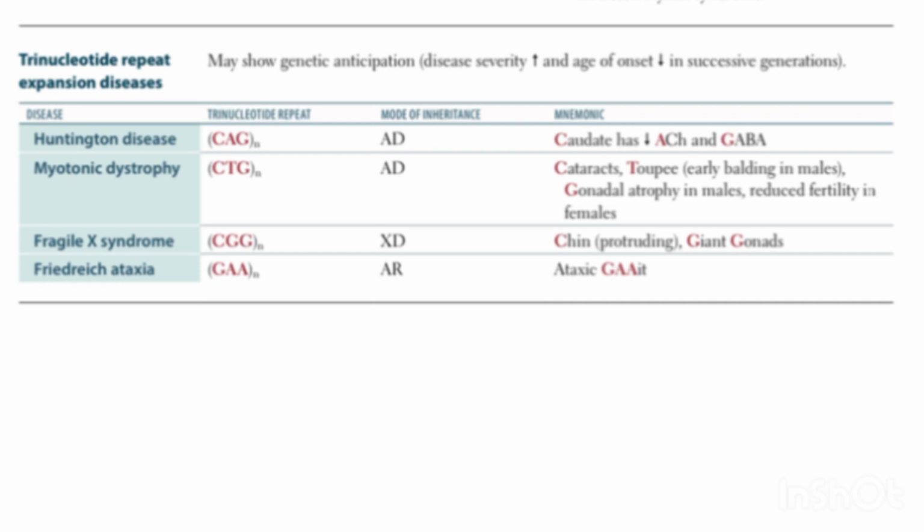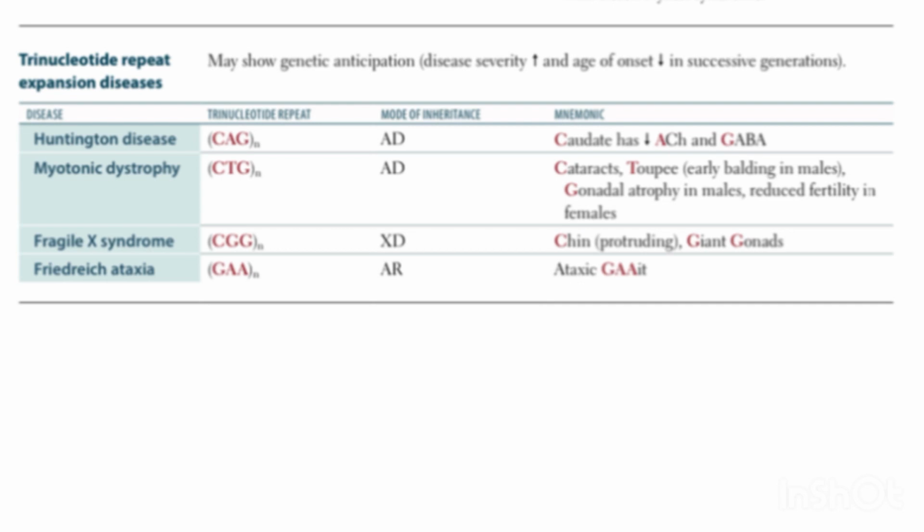Myotonic dystrophy. In myotonic dystrophy, trinucleotide repeat is CTG. Autosomal dominant mode of inheritance. Here we see cataract, early balding in males, gonadal atrophy in males, and reduced fertility in females. Fragile X syndrome. Here we see trinucleotide repeat of CGG. It is X-linked dominant inheritance. As it is written, Fragile X, so X-linked dominant. All structures are fragile, leading to chin protruding, giant gonads.